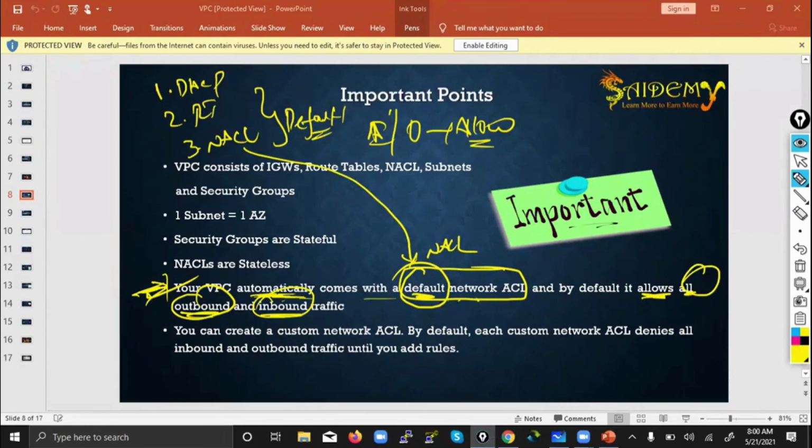The opposite is, you can create a custom NACL. And what is the nature of a custom NACL by default? By default, each custom NACL denies both inbound as well as outbound traffic until we add rules manually. Yesterday we added rules manually, right? What are the rules we have added manually? Then only we were able to see our website again.